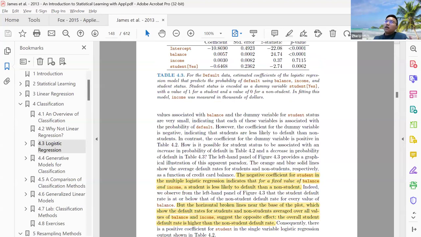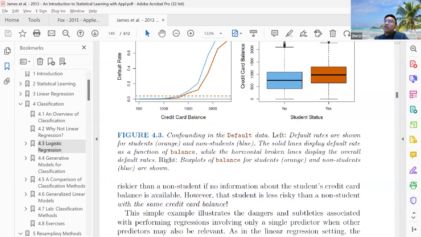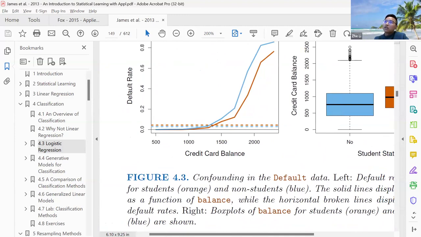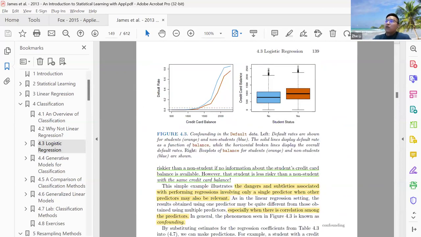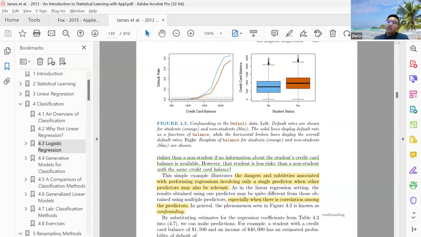But if we just model with a single predictor, the whole model will average over all values of the other predictors. It suggests the opposite effect. That is, the overall student default rate is higher than the non-student default rate, which can be seen in these two dashed lines. The orange line is the student, the blue one is the non-student. So this shows the contradicted result. So based on this distinction, in real life modeling, we can say that a student is overall tending to be riskier than a non-student.